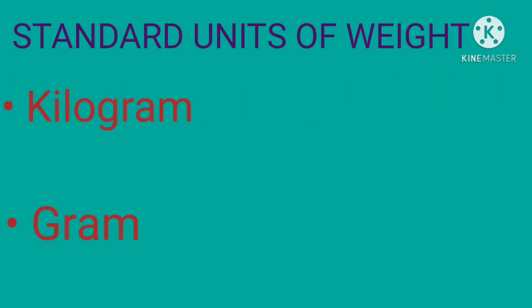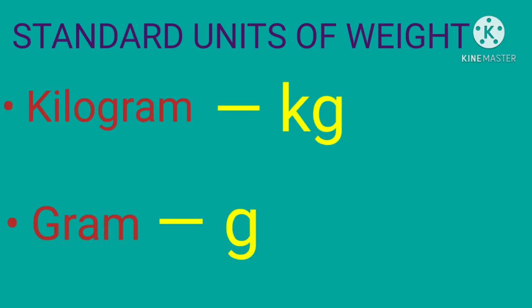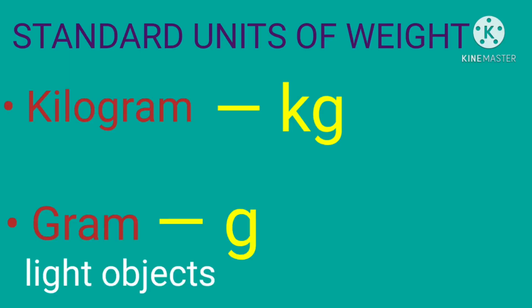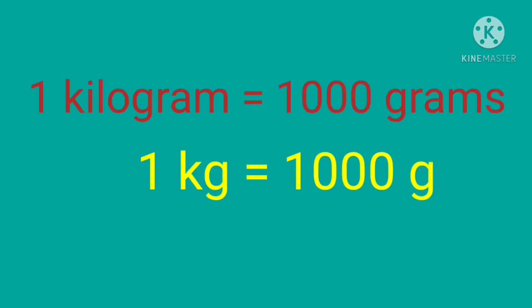Kilogram and gram are the standard units to weigh things. We write kilogram as kg, gram as g. We use grams to weigh light objects and kg to weigh heavy objects. 1 kilogram is equal to 1000 grams.